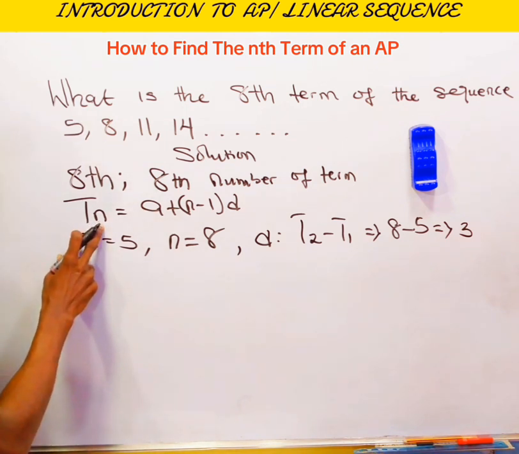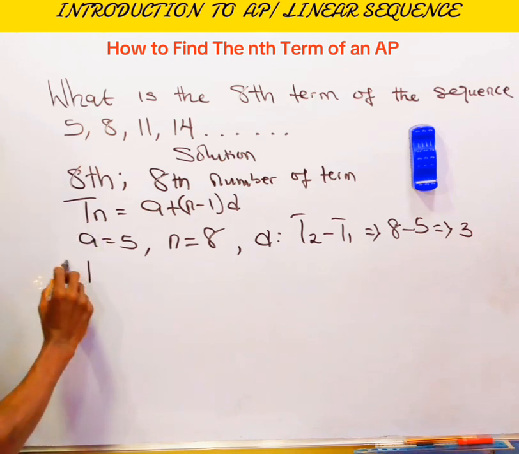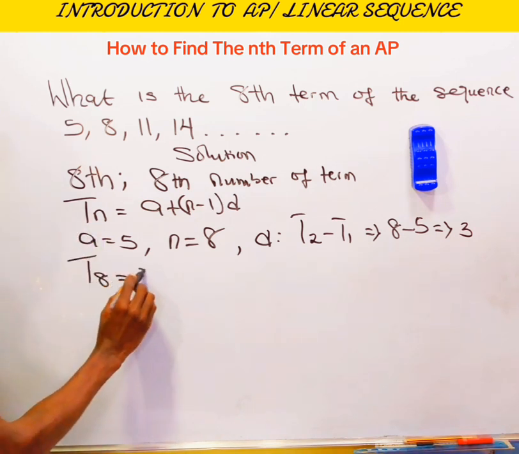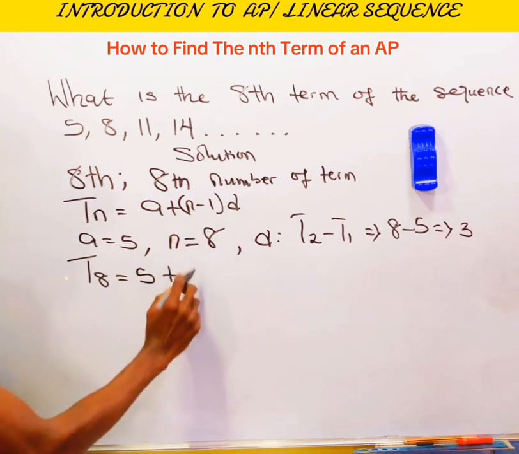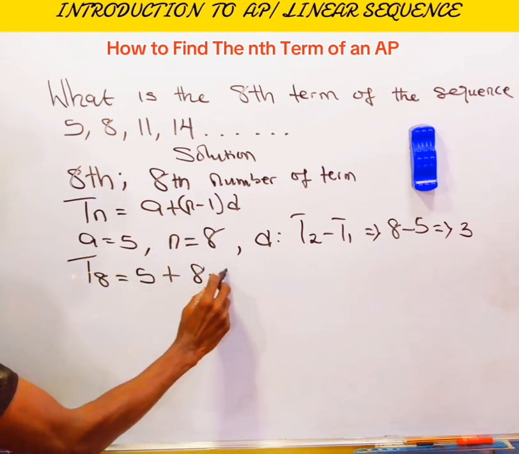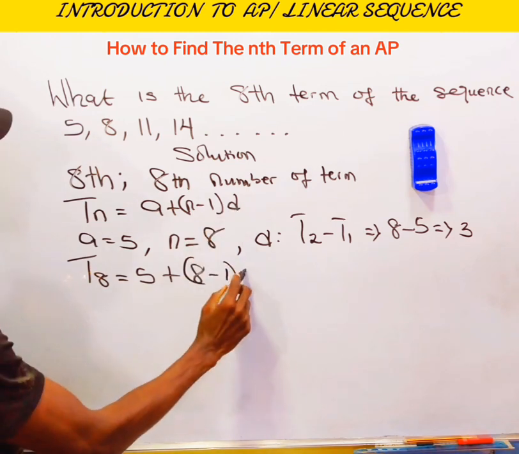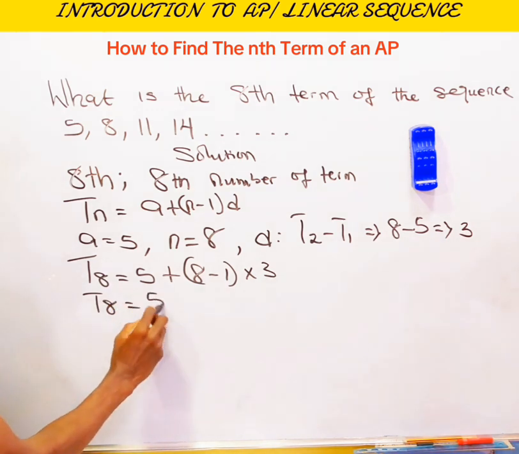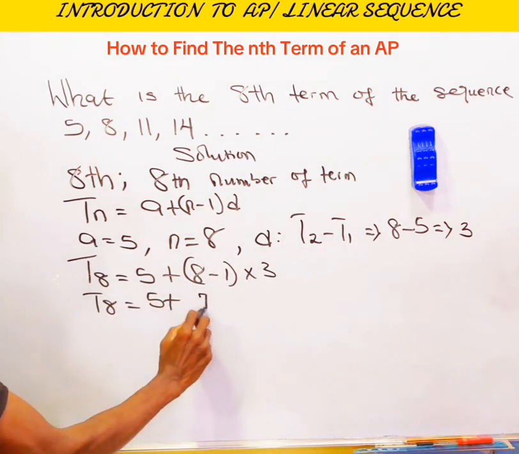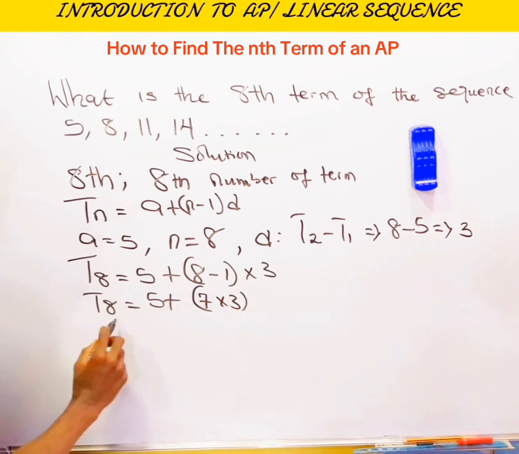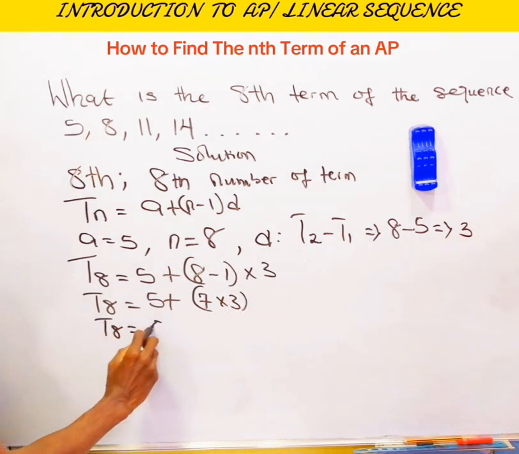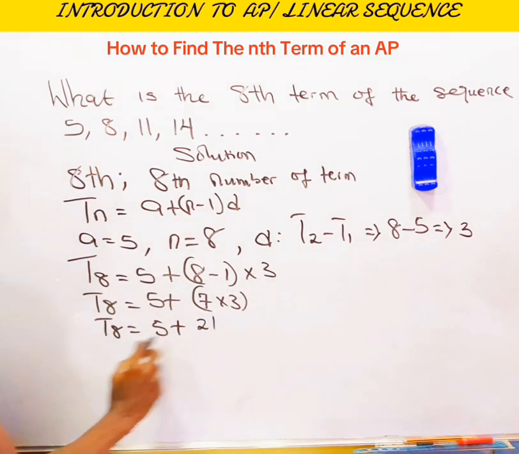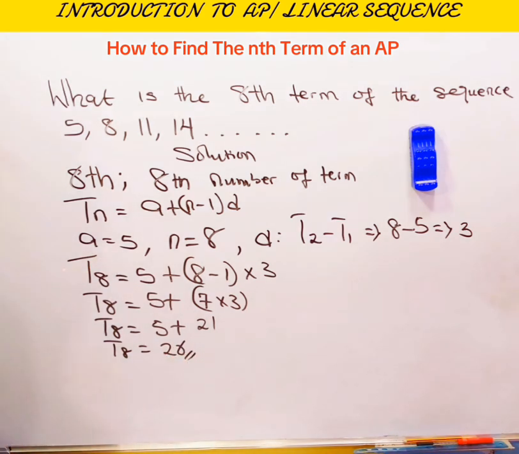Now, substituting the values into Tn, T8 is equal to 5 plus n minus 1, where n is 8, so 8 minus 1, times D, which is 3. Hence, the eighth term is 5 plus 7 times 3, so T8 is equal to 5 plus 21. That makes T8 to be 26.